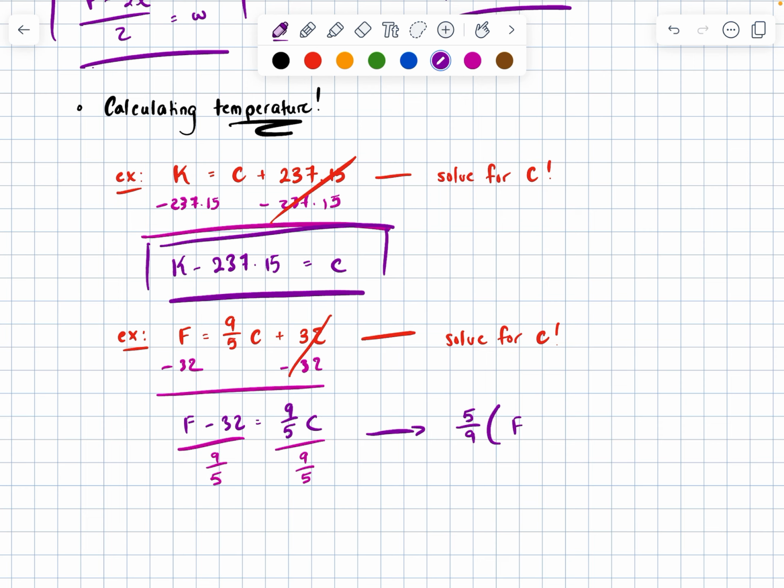So 5/9 times that F minus 32. I'll use my parentheses to make sure that whole thing gets multiplied. That should be equal to C. Fantastic.